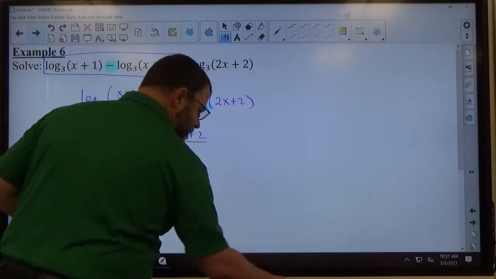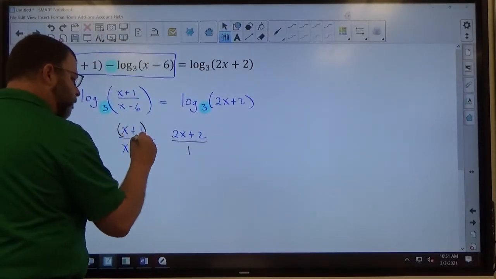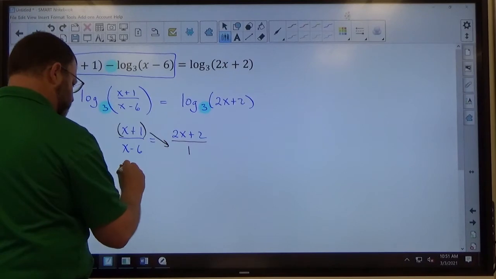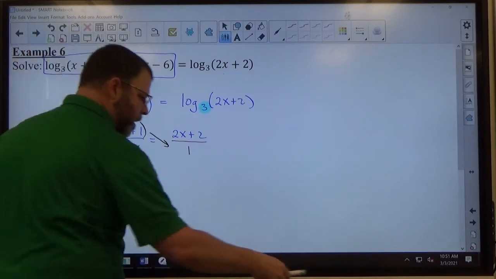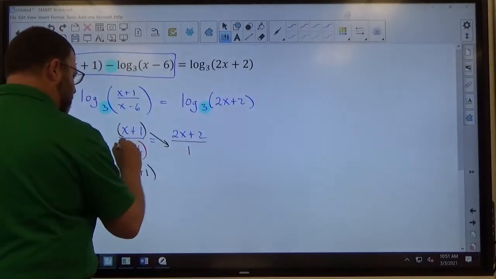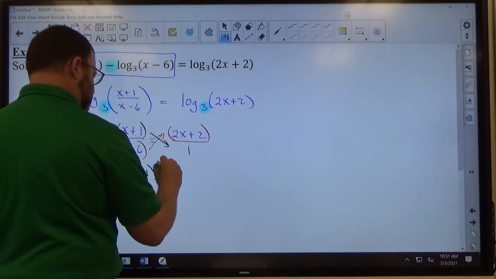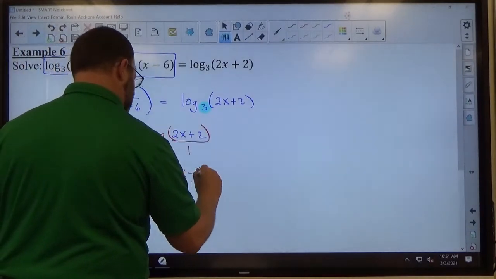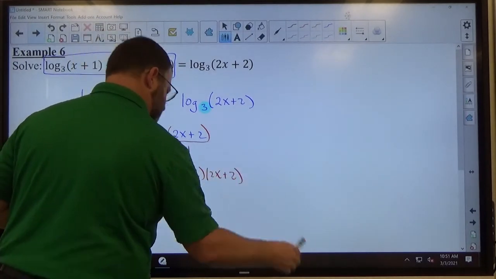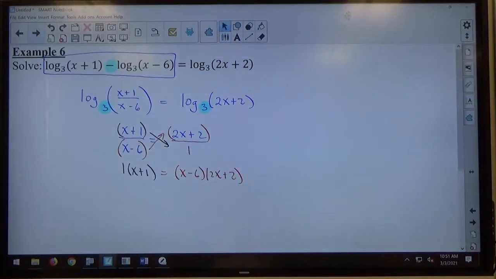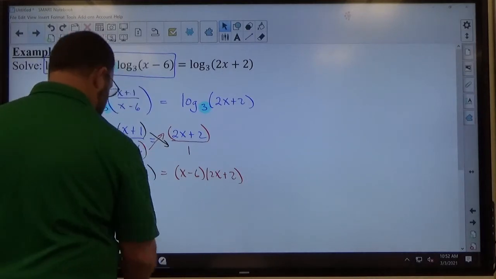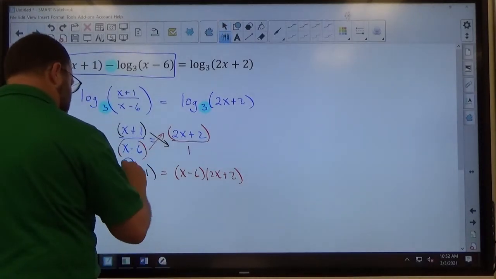So I'm going to multiply x plus 1 times 1, and I'm going to multiply x minus 6 times 2x plus 2. Now each of these algebraic pieces, x plus 1, x minus 6, and 2x plus 2, are all binomial structures. So when I'm multiplying, I have to follow the rules of algebra in the simplification. So 1 times x plus 1 I would distribute. So I'm going to get 1 times x is x, 1 times 1 is plus 1.